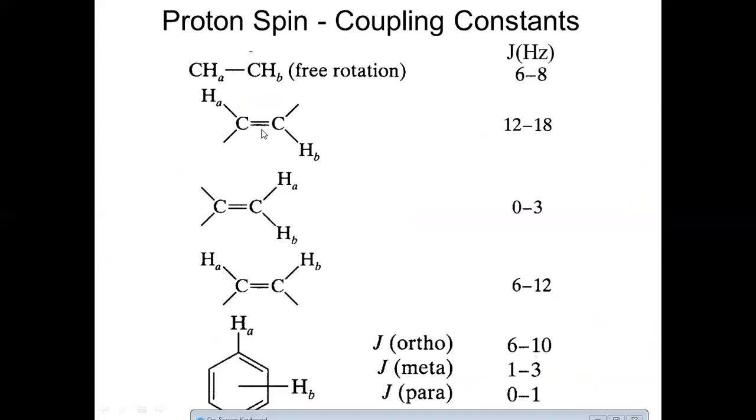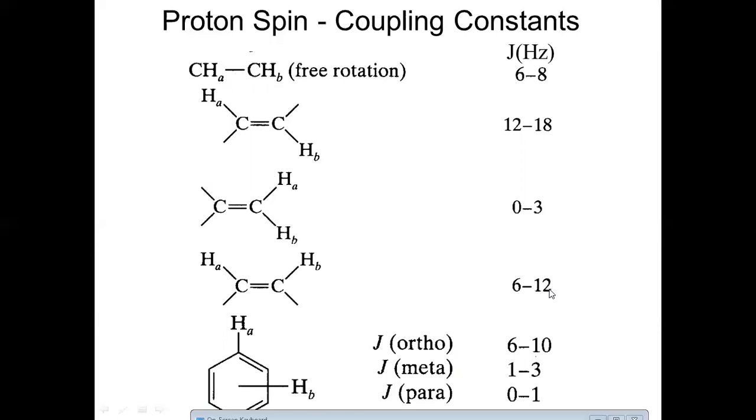When they split, then what is the coupling constant? That is the distance between the two split peaks. Here, when you have free rotation, it is 6 to 8 hertz. When you talk about alkenes, the geminal hydrogens will have a very low coupling constant, 0 to 3.